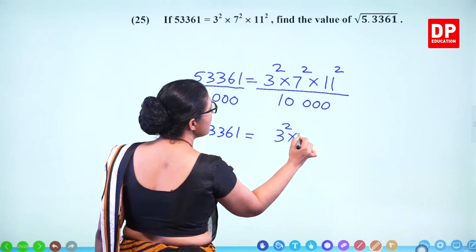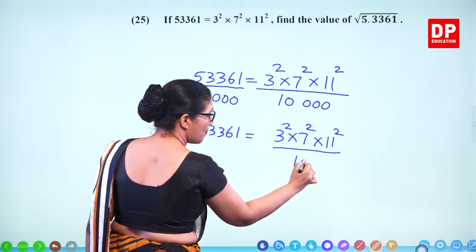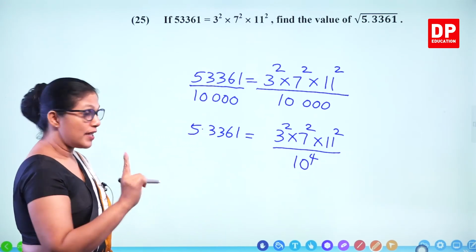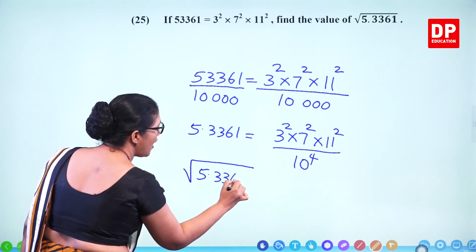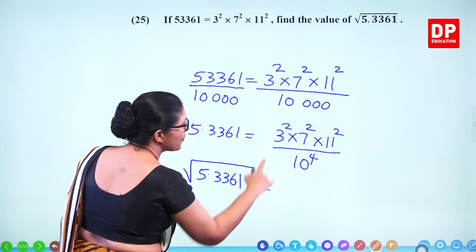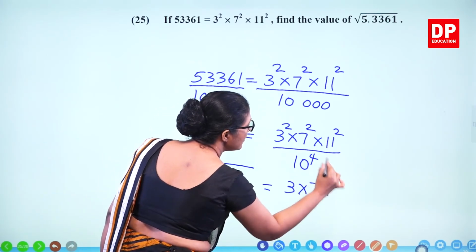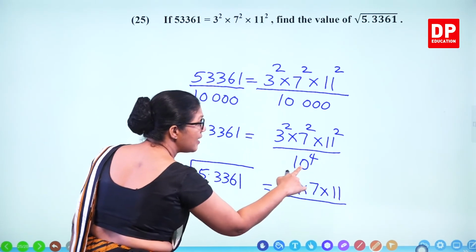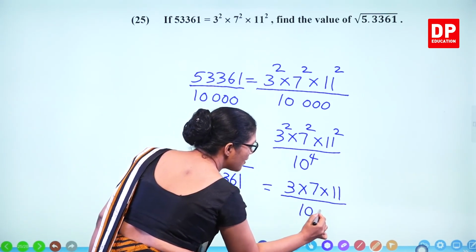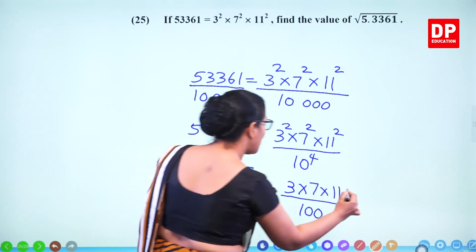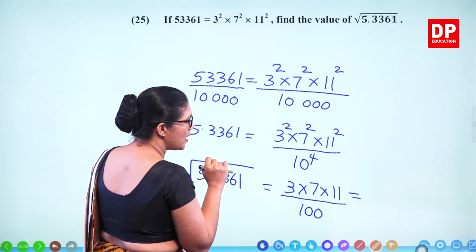3 squared, 7 squared, 11 squared, divide by 10 to the power 4. When you take the square root, what happens? You are dividing the powers by 2. So this 2 gets cancelled out, you get 3. This is 7. This is 11. And here 4 divided by 2, 2. So 10 squared is 100. So that's the answer. So we'll find out 3 times 7, 21.